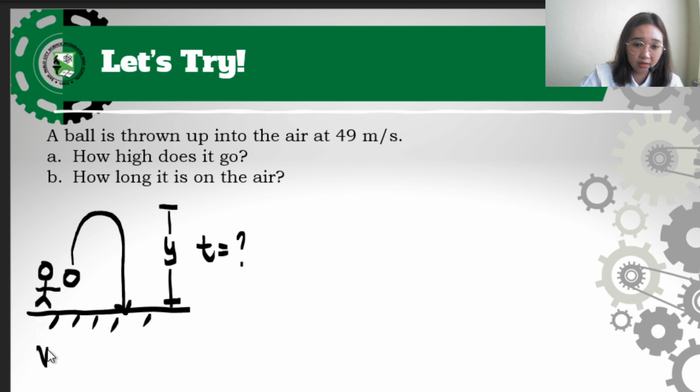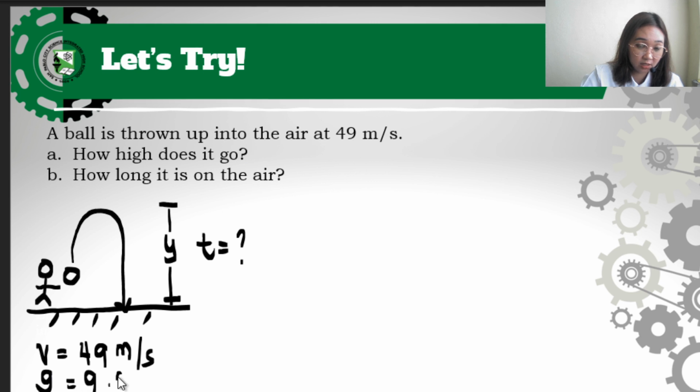We are given the velocity, which is 49 meters per second, and acceleration due to gravity, which is 9.81 meters per second squared. So, first, let's start with how high, or the y. So, which equation can we use?